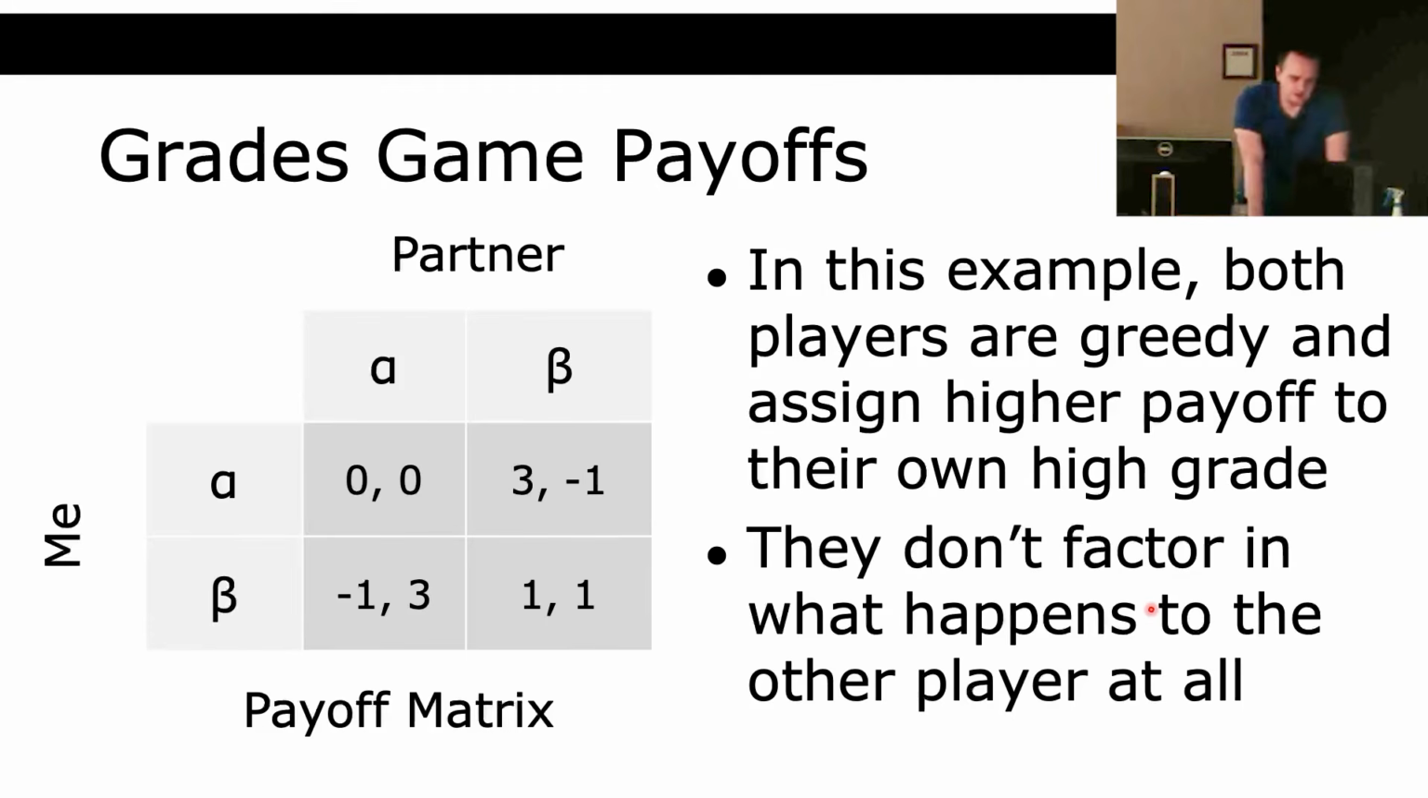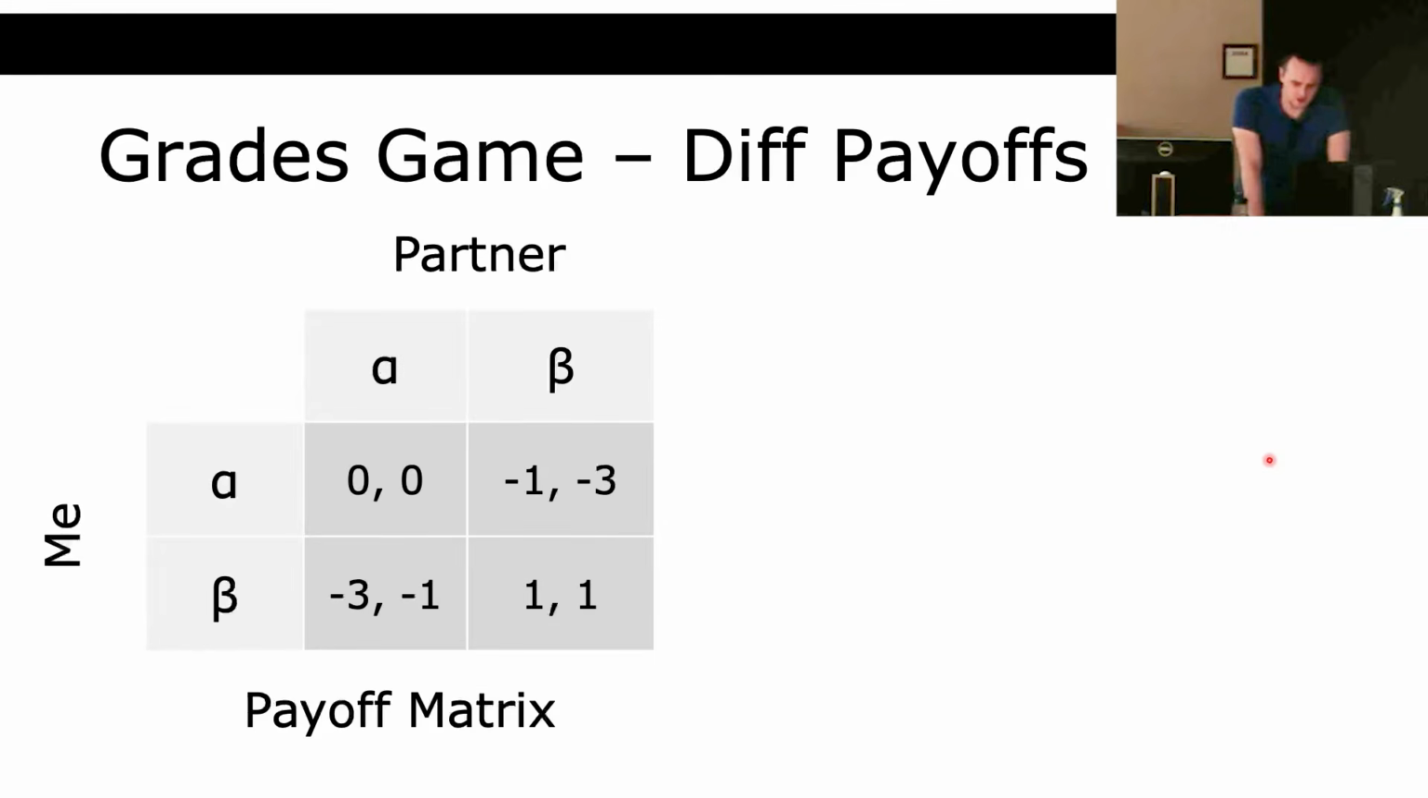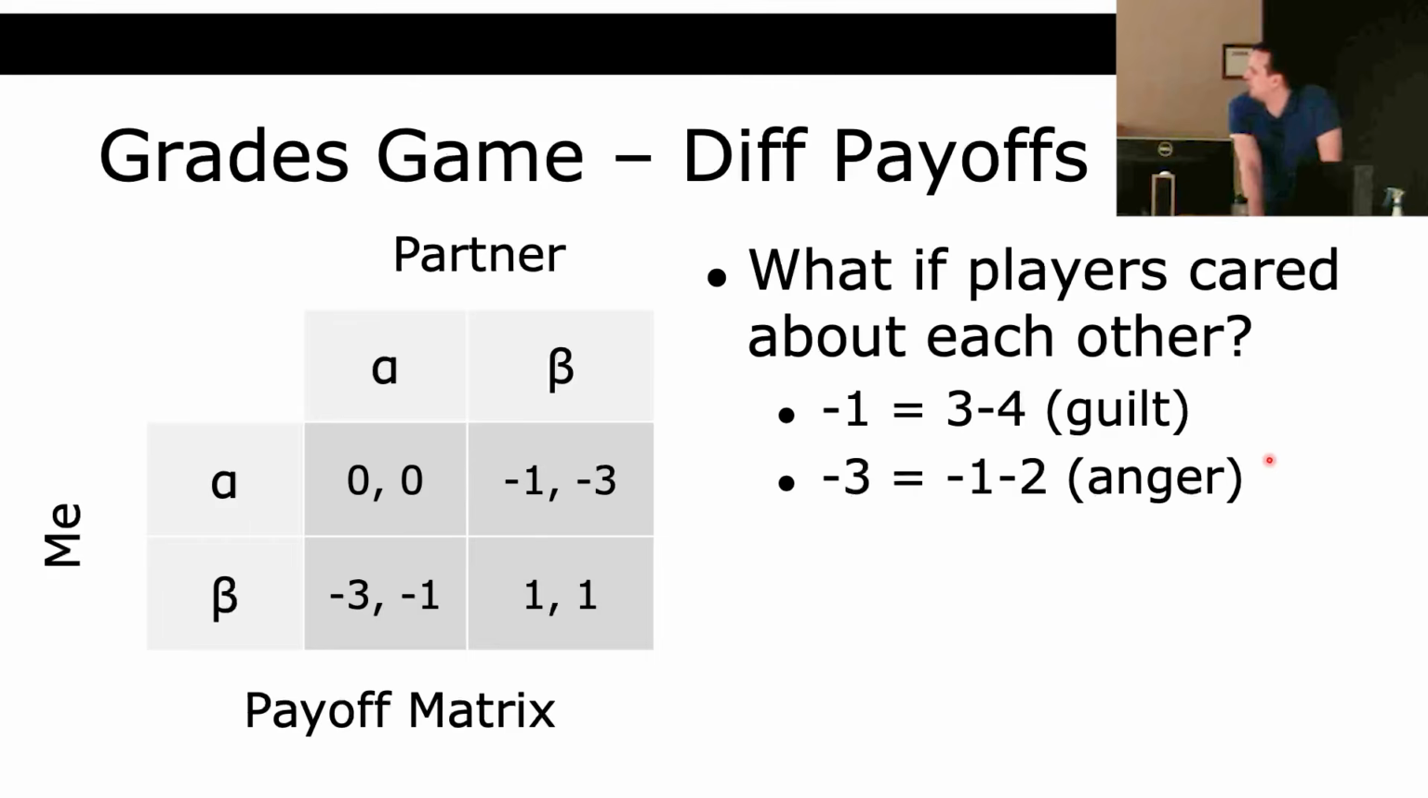So in this example, both players are greedy and assign higher payoffs to their own grade. They don't factor what happens to the other player at all. But like I just said, what happens if the other players care about each other? So maybe this 3 becomes a -1 because of some guilt. Maybe -1 becomes -3 because of some anger or whatever. Oh, oops. So let's look to see if there's a dominated strategy.